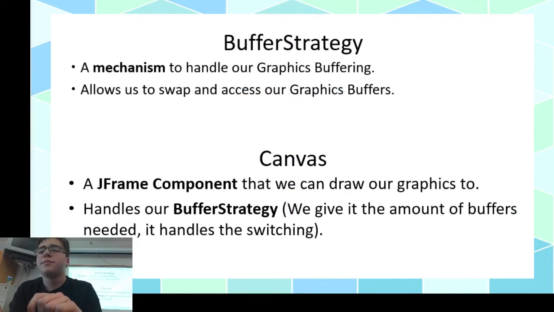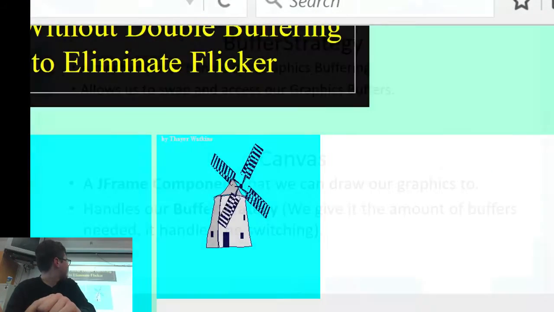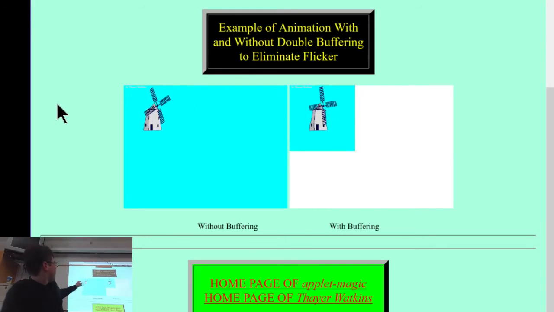The reason we're using buffering is so that the user doesn't see anything just drawn on the screen. It sees the full image. And here's an example of what happens if you don't use buffering. On the left is without buffering. On the right is with buffering.